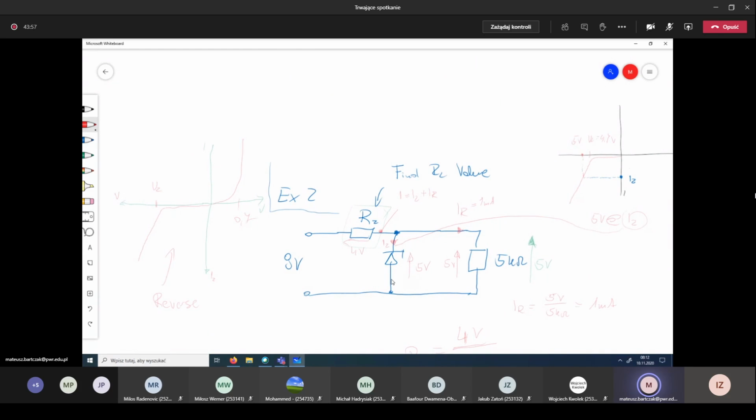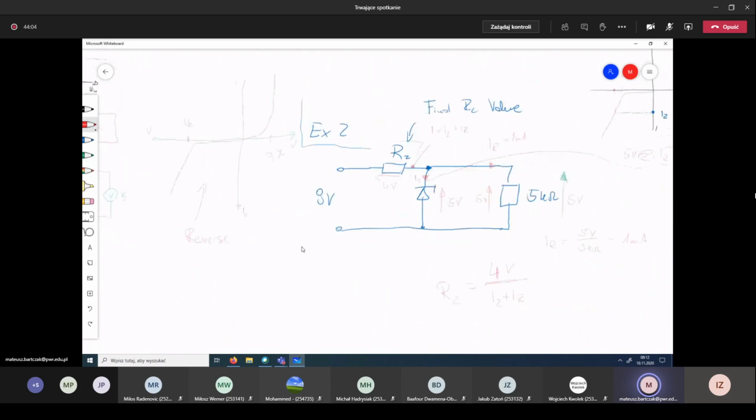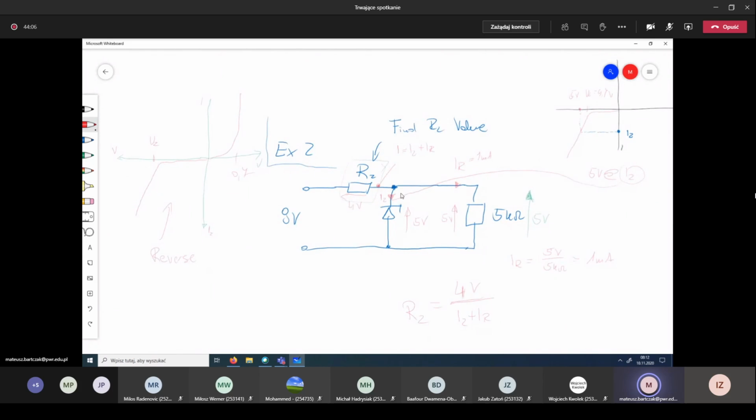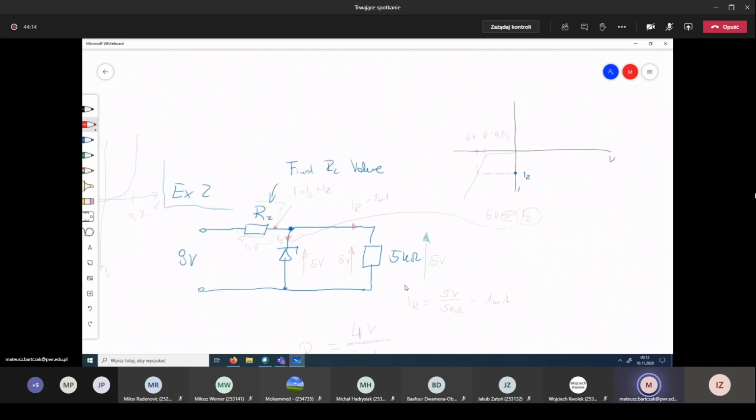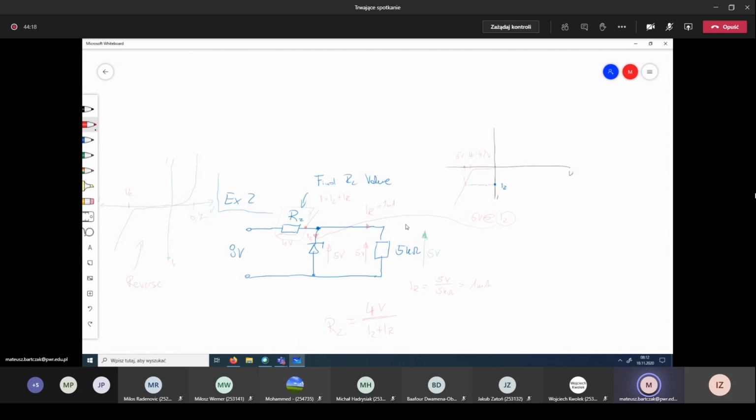Okay, so we have 2 tasks. Task number 1 is the characteristic. The second task is you need to use this characteristic to calculate the RZ for those specific supply voltage and some specific load. Okay, so do you have any questions about the exercises?